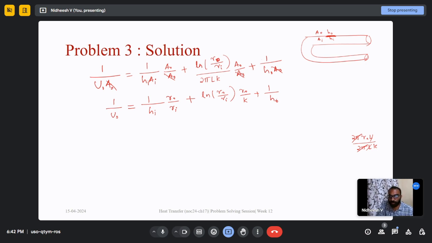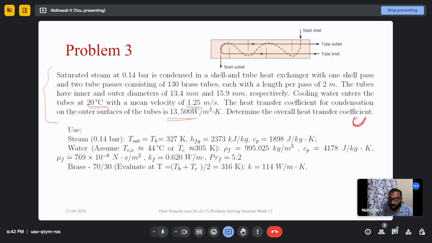Okay, now this U0 is what we have to find out, the overall heat transfer coefficient. Now let's see, what all do we know in these expressions? Hi is not given to us. Heat transfer coefficient at the inlet is not given to us. Radius of outer and inner surfaces of the tubes are given to us. Inner and outer diameters are 13.4 and 15.9.